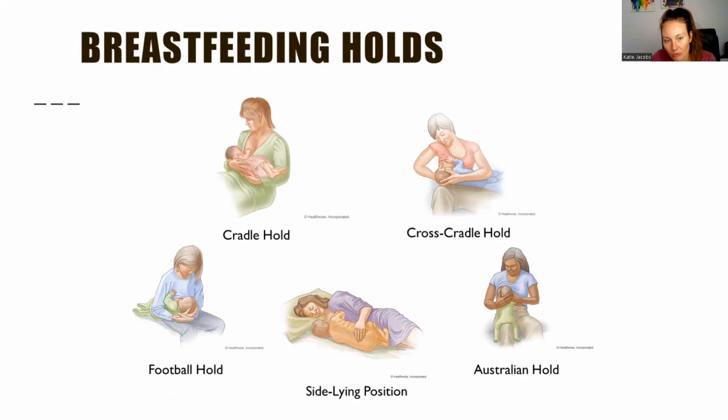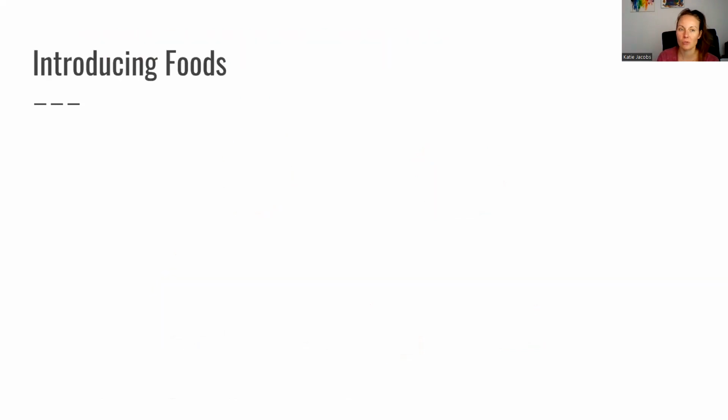Sometimes it's helpful to change the holds you use to breastfeed a child, because nipples can get really, really sore from it. Baby might not like a certain position, so they don't latch on as well. There's also the sideline position. And the one I think is the funniest is the Australian hold. But there are different ones to help with the different grips so that the mother doesn't get so sore.